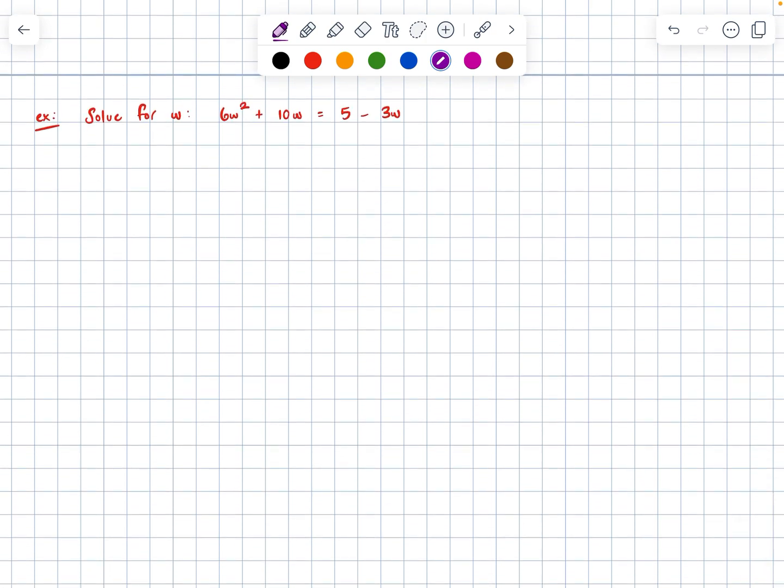Let's try it again for w here. 6w squared plus 10w equals 5 minus 3w. Again, I need to rewrite this in standard form, and then I'll use my quadratic formula to find some values for my variable. Go, go!